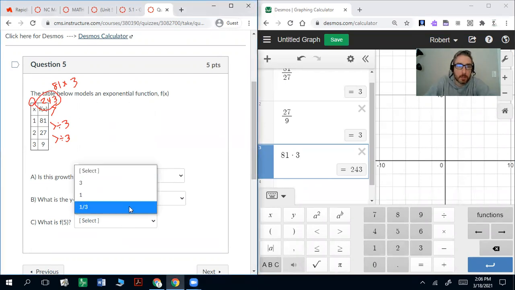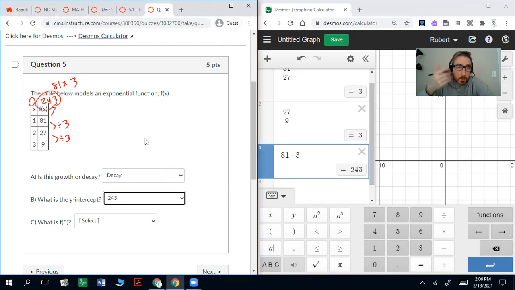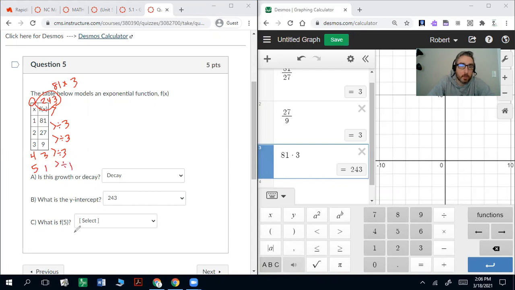Let me show you how to write this question. So to figure out f of 5, you could continue dividing by 3. 9 divided by 3 is going to be 3. And then 3 divided by 3 is going to be 1. And that's going to be 1.